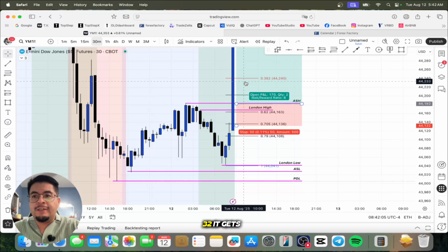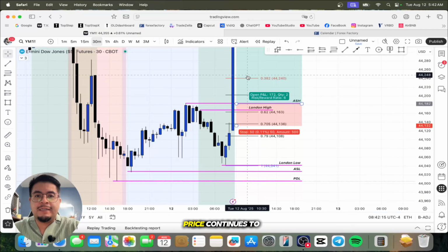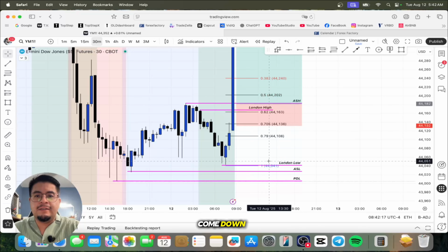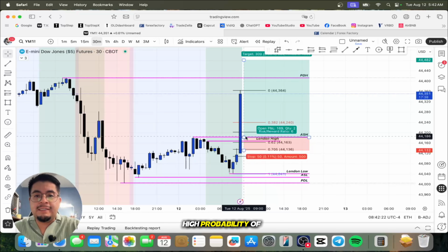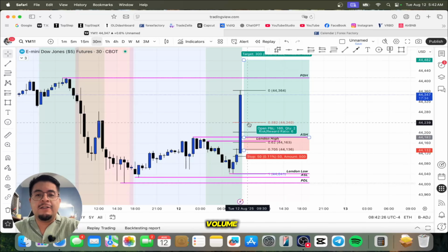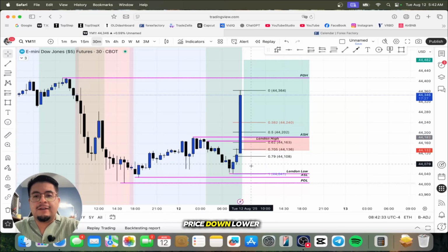So we're at 32, it gets to 44,232, has a reaction. What I'm going to do is move my stop loss to my entry so that if price continues to come down, I don't lose anything, right? I'm getting in at a point where there's high probability of a reaction happening. There might be a reaction, but it might not be enough volume, people stepping in to go long, and then sellers are coming back in up here to then bring price down lower.